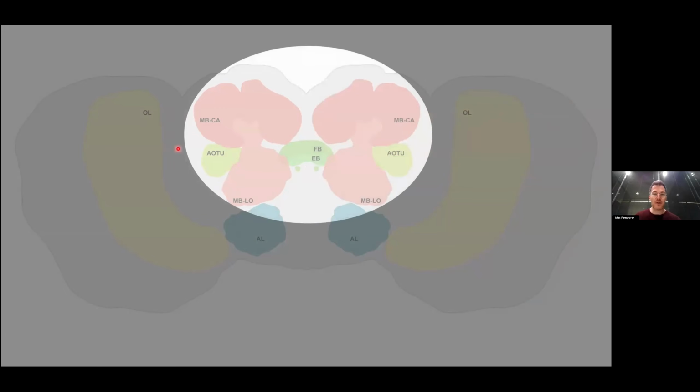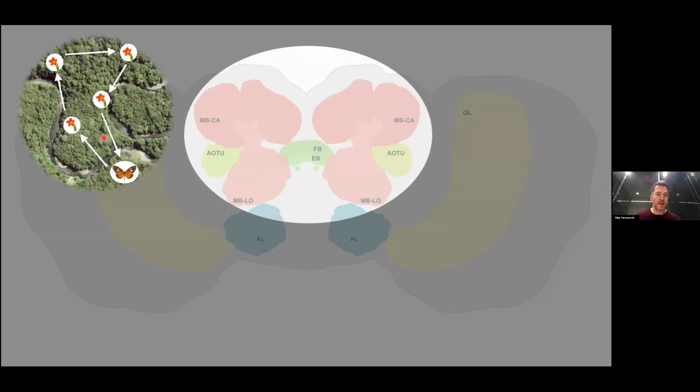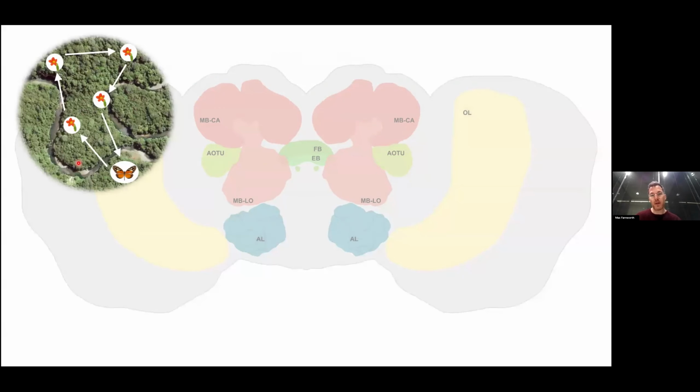But of course, mushroom bodies do not work in isolation. It's basically the whole brain that facilitates such a complex behavior. But today, I need to focus on the mushroom bodies, but I'm also interested in, for example, the central complex, which is the center for spatial navigation. So let's go deeper into the mushroom bodies.